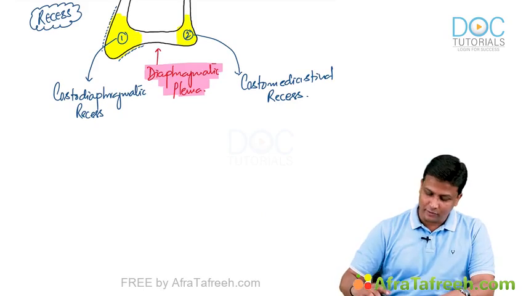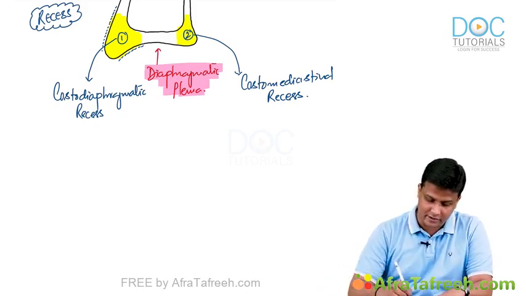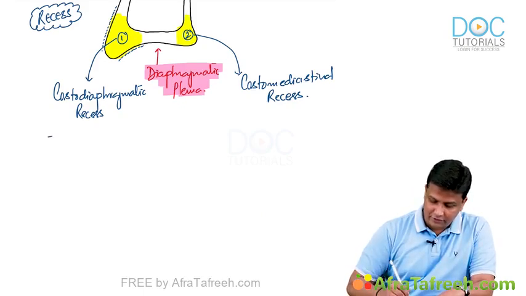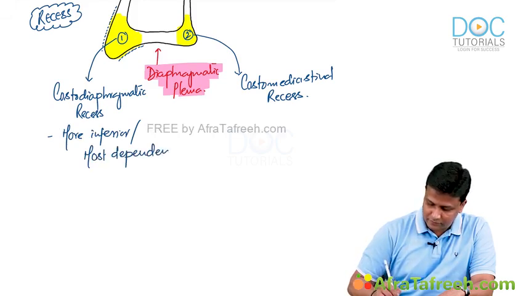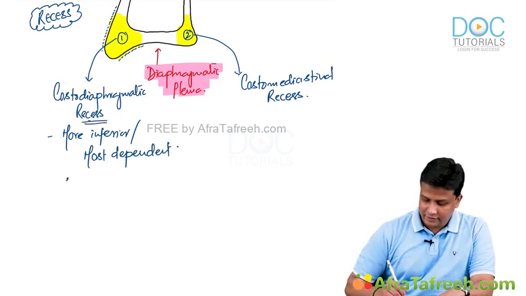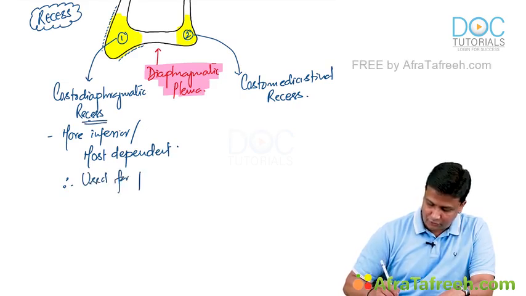So therefore you have to remember here, out of these two recesses, the costomediastinal recess and the costodiaphragmatic recess, the more inferior one is the costodiaphragmatic recess. Or we can use one more word: it is the most dependent recess. Out of the two recesses, the most dependent one will be the costodiaphragmatic recess. Therefore, that is why it is used for pleural tapping.